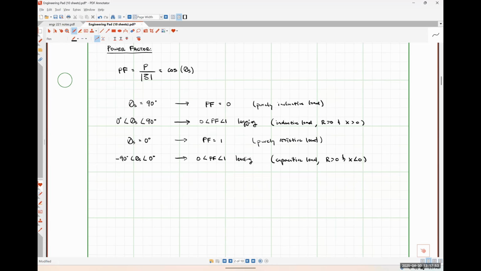And our last potential case that we might see is when theta s is exactly negative 90 degrees, which would give us a power factor of exactly 0. Once again, this is neither leading nor lagging. And negative 90 degrees occurs whenever we have a purely capacitive load.